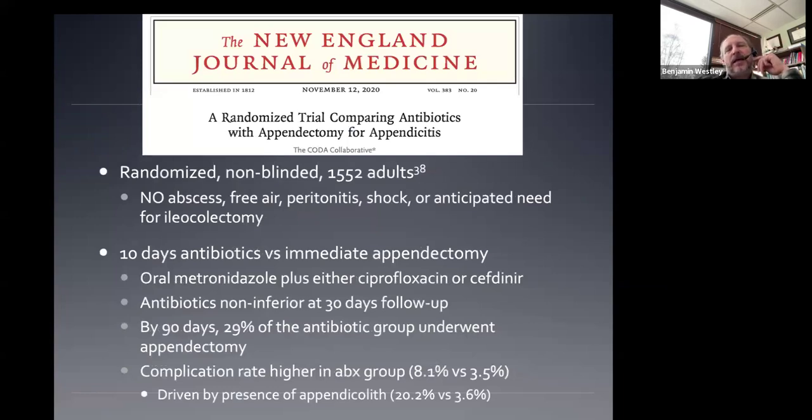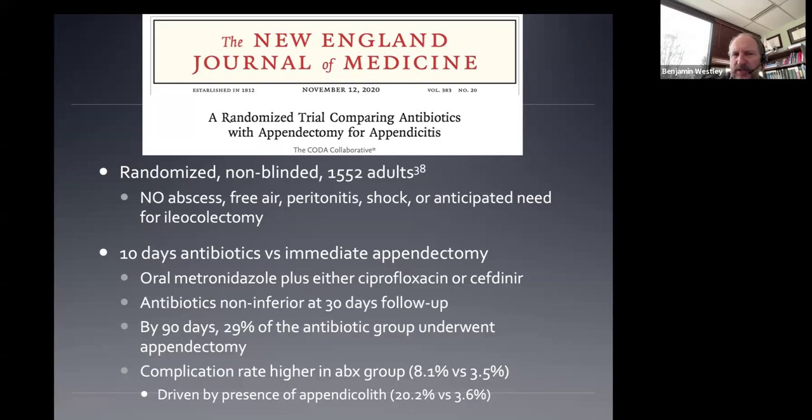So here is a trial from 2020 in the New England Journal. This is called the CODA Collaborative. I just wanted to mention the actual data on treating appendicitis with or without surgery. This was a randomized, but not blinded, it's hard to blind surgery, study of 1,552 adults. And they could not have an abscess or free air, peritonitis, shock, or an anticipation that they needed an actual bowel resection. This is basically uncomplicated appendicitis. And they randomized patients to 10 days of antibiotics, and the surgeons could choose the antibiotic, or to immediate appendectomy.